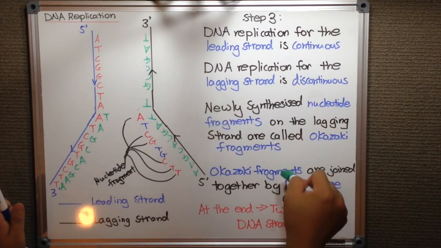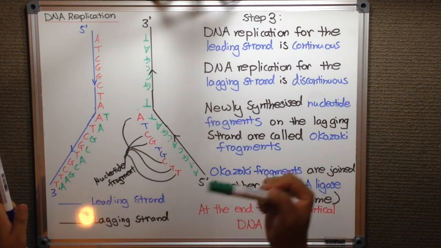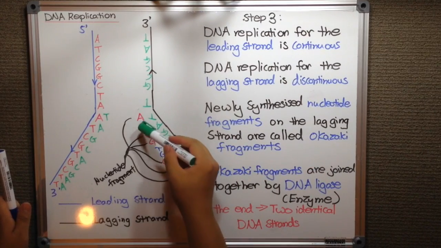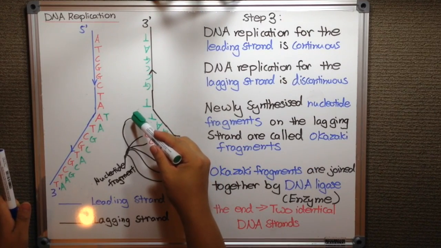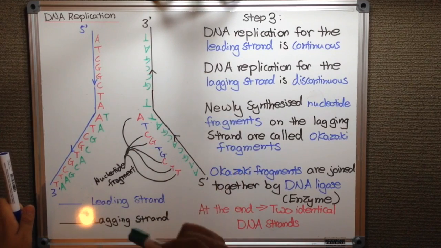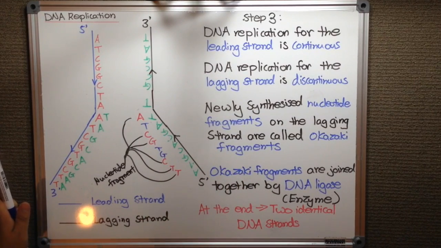Now, Okazaki fragments are joined up with the help of DNA ligase, which is another enzyme, by joining them up to form a line of new strands of DNA. And at the end of DNA replication, you will get 2 identical DNA strands.